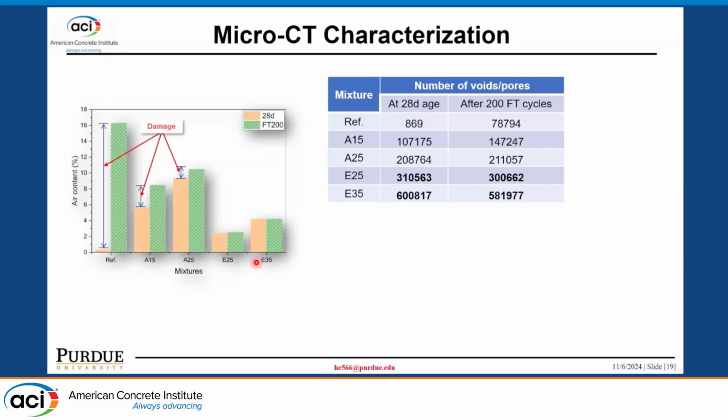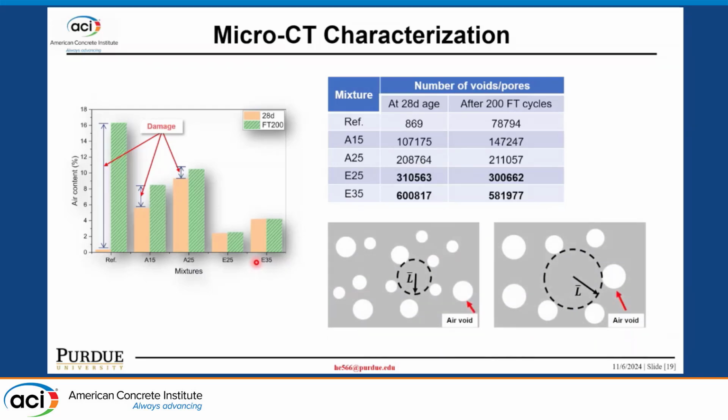And another thing for the freeze-thaw resistance of the concrete is that not only is the air content important, but the air void distribution is also very important. So we can see the number of voids after the freeze-thaw for the reference concrete increases about 10 times. That's a lot of damage, right?